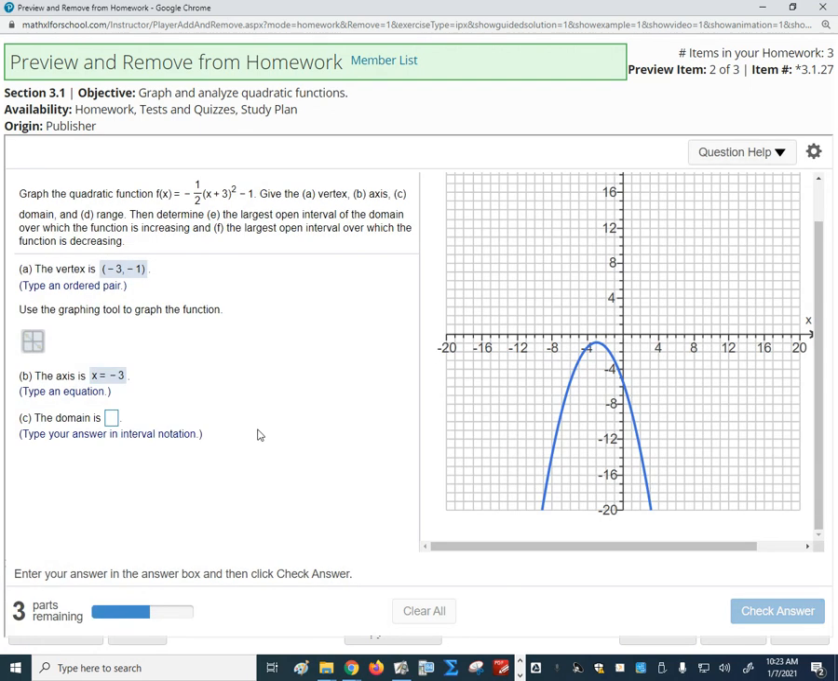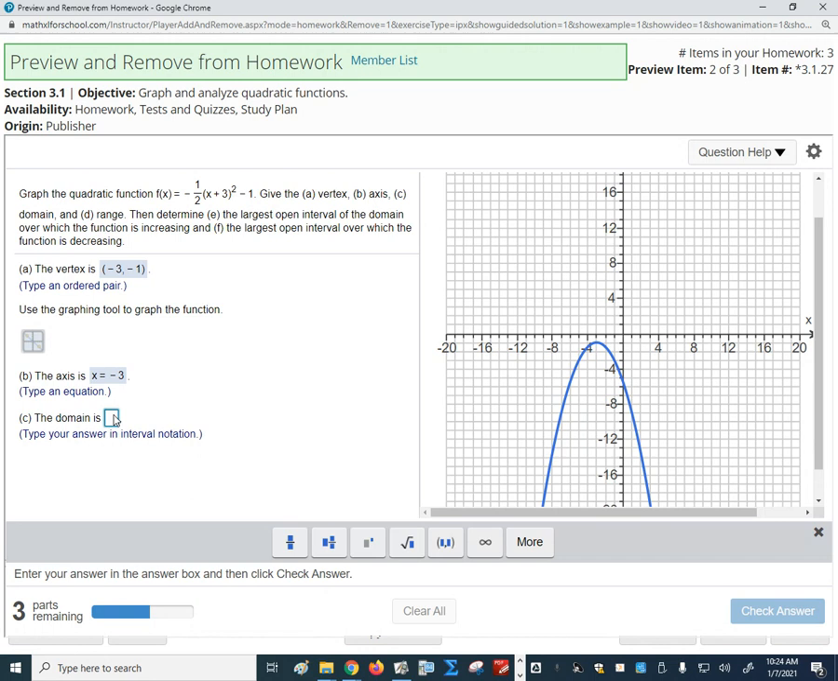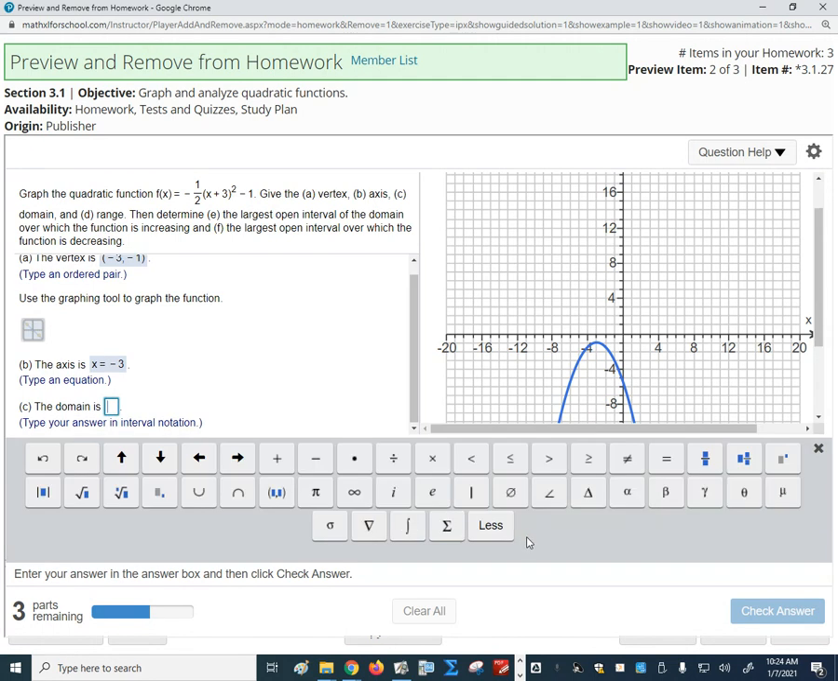Now it wants the domain. Okay, Maria, what's the domain of this function? All real numbers. All real numbers, good. And so how do they want us to do that here? Oh, use interval notation. There we go. It's telling us. So how would you do that, Maria? Parentheses, -infinity, comma, infinity. There you go. Perfect.